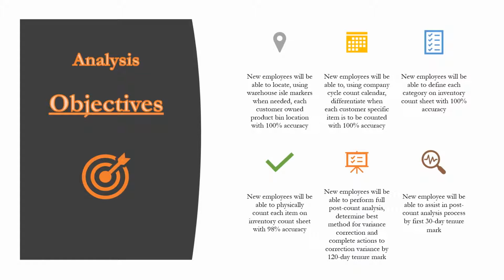The final step I used during the analysis phase was to determine specific and measurable objectives. A few examples we can see here: new employees will be able to define each category on an inventory count sheet with 100% accuracy. Another we can see will be measured not only with accuracy, but a tenure mark with the company. New employees will be able to assist in post-count analysis process by the 30-day tenure mark. All of these objectives are specific and measurable.